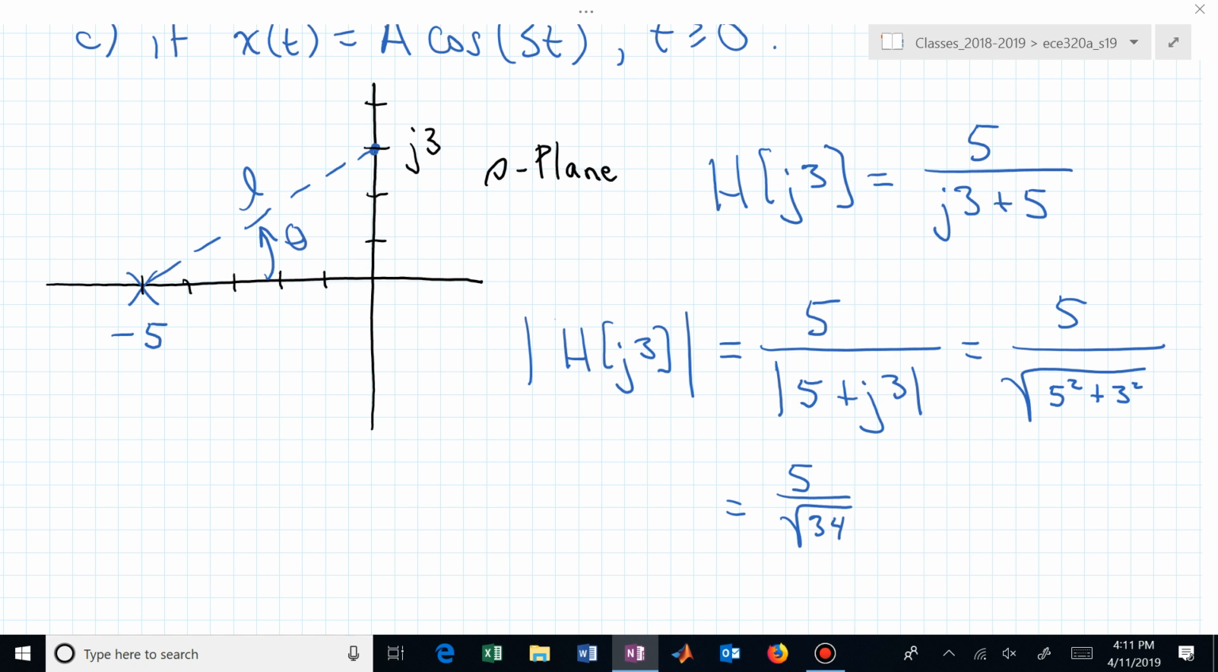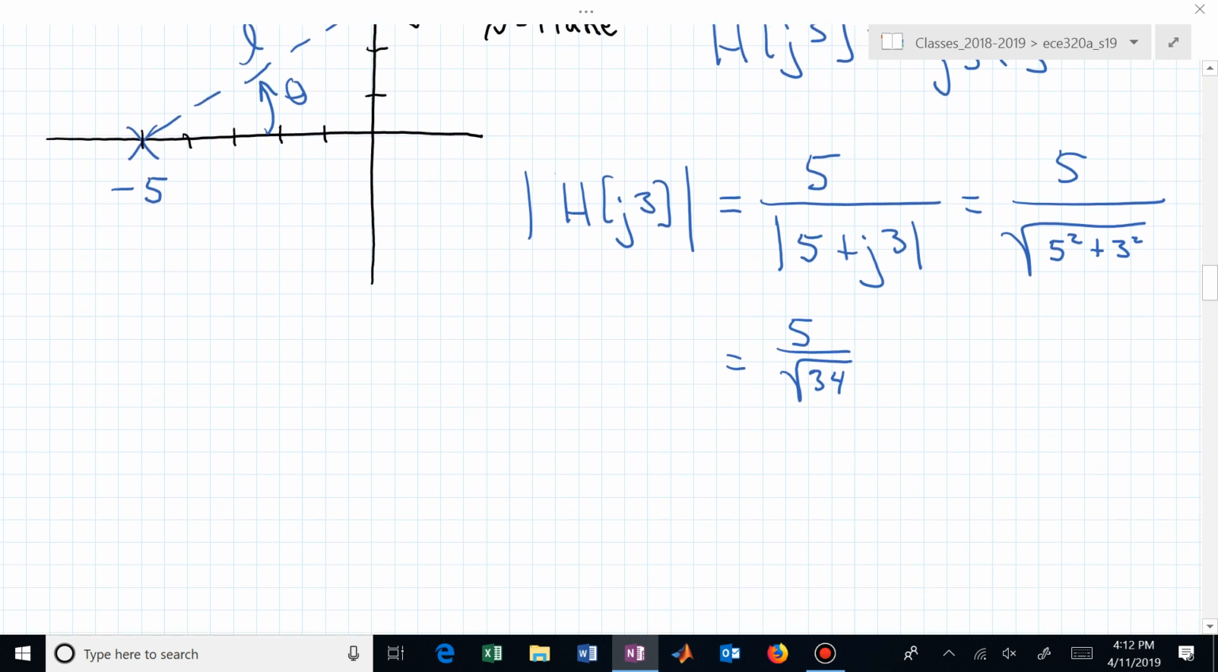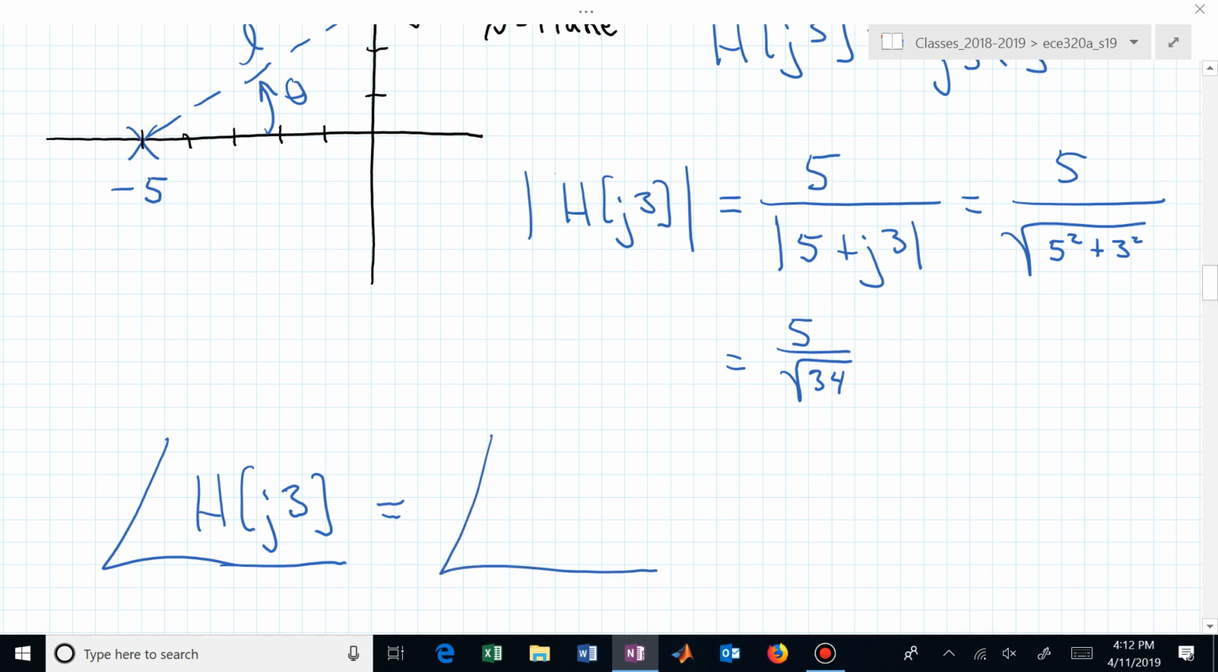What else can we say? Well, a complex number has more than a magnitude. We can also find its angle or its phase. What if we looked at the phase of h of j3? That's the same as looking at the angle of the numerator divided by the angle of the denominator. Or I now have the angle of 5 over 5 plus j3.